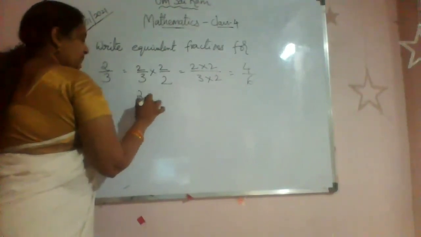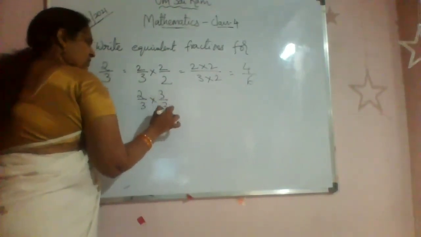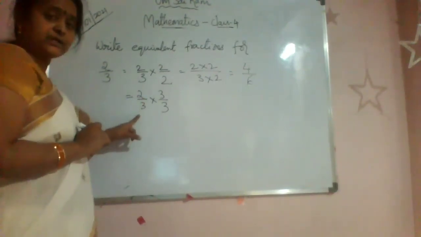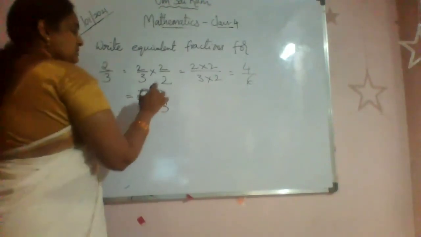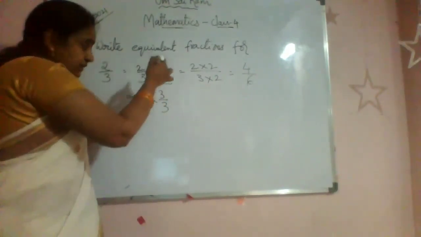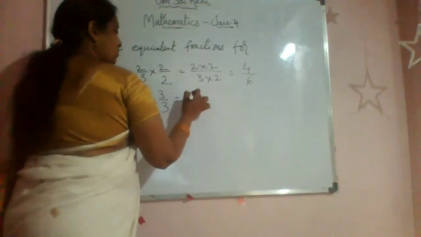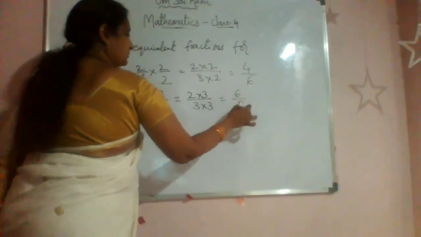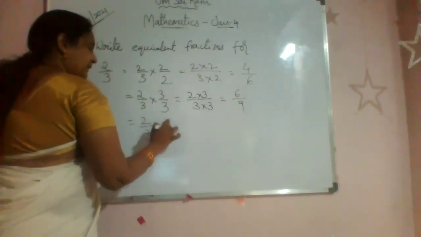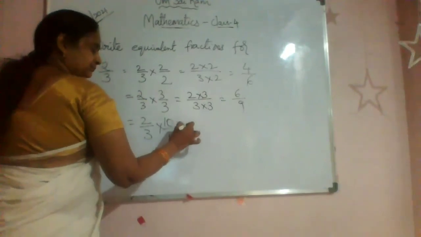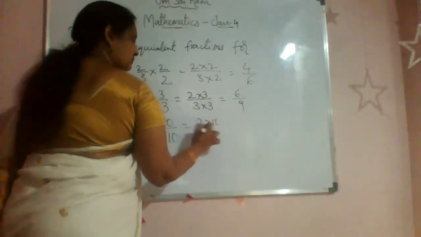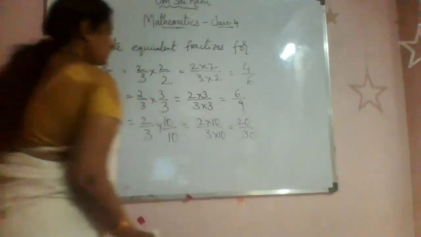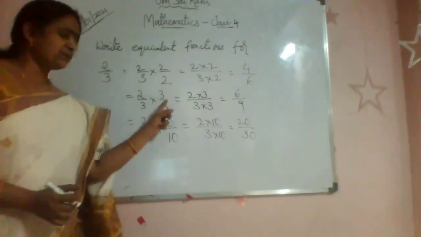Now I am going to multiply this with 3. Not only 2 and 3, you can multiply with any number, but both the numerator and denominator should be multiplied by one number, the same number. So 2 into 3, 3 into 3, 6 by 9. Now I want to multiply it by 10 by 10. So 2 into 10, 3 into 10, 20 by 30.